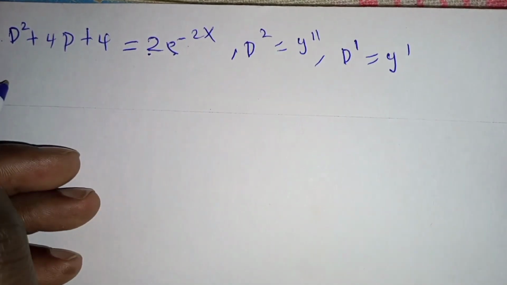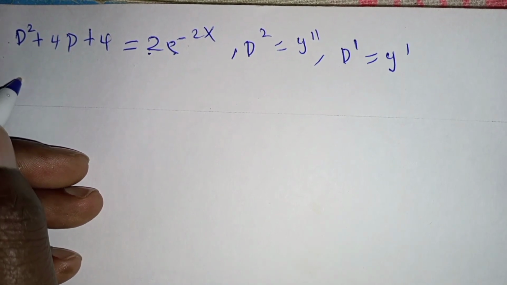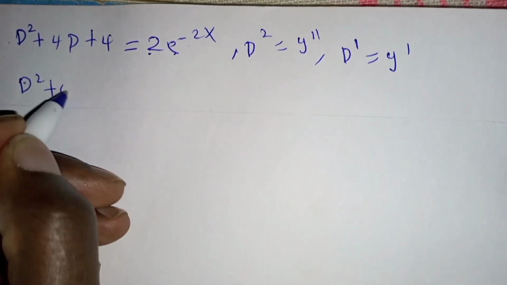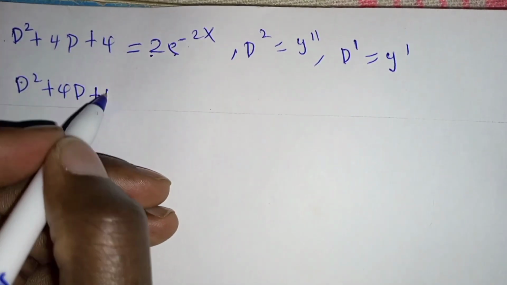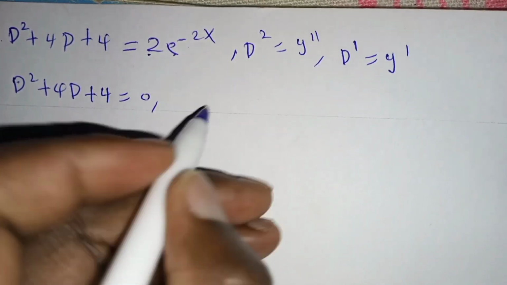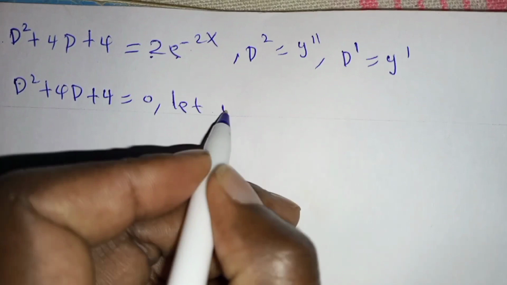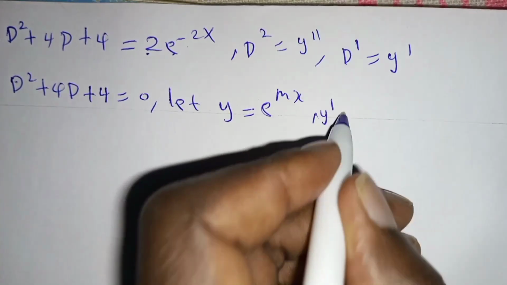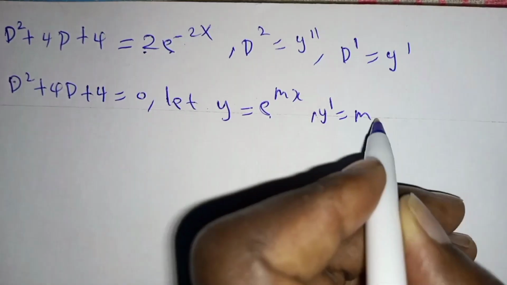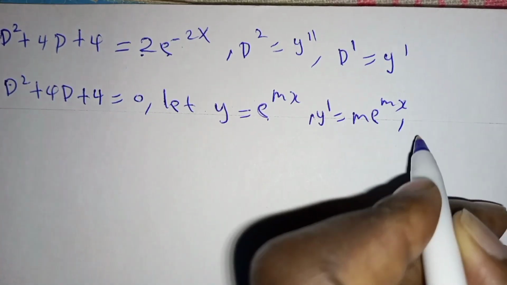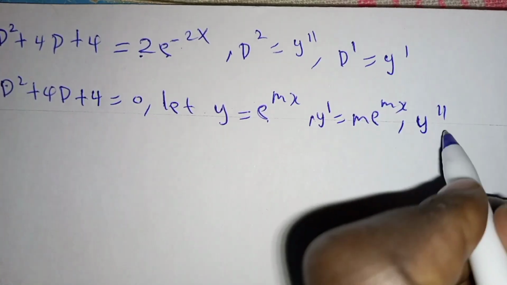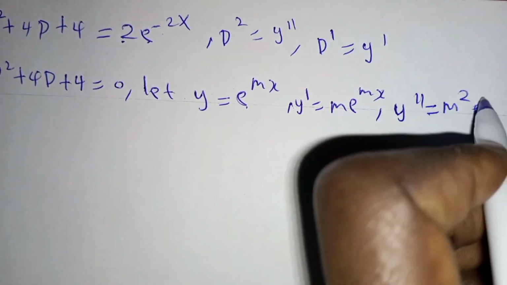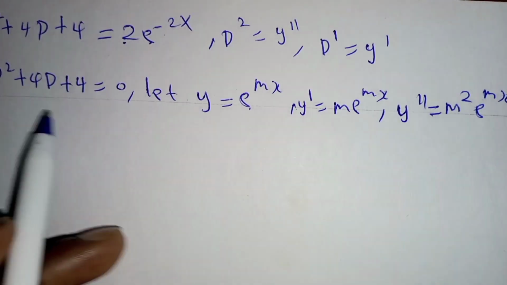For the complementary part, we are going to consider the reduced form of the ODE, which becomes D squared plus 4D plus 4 is equal to 0. To solve this, we let our y be equal to exponential mx. From here you get your y single prime by differentiating to get m exponential mx, and your y double prime, which gives you m squared exponential mx.